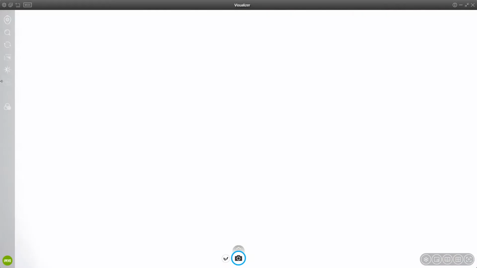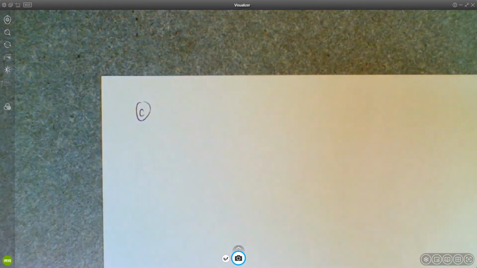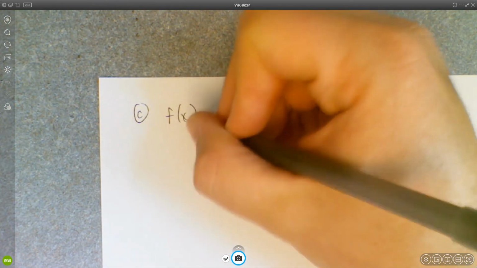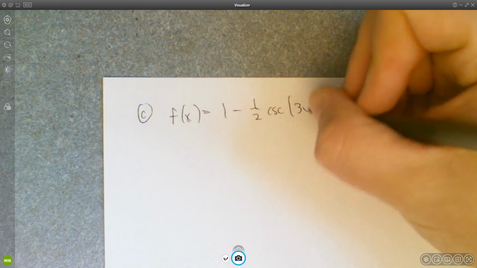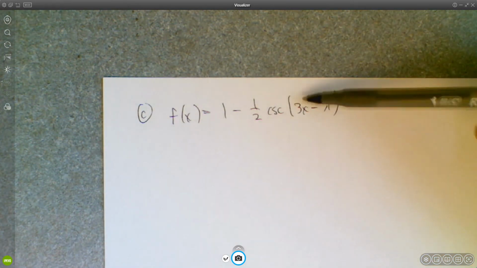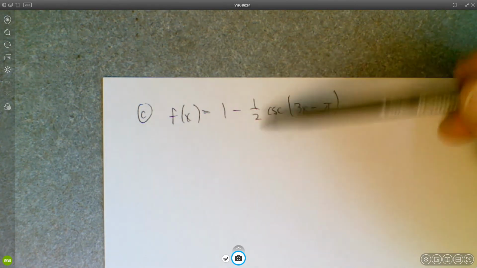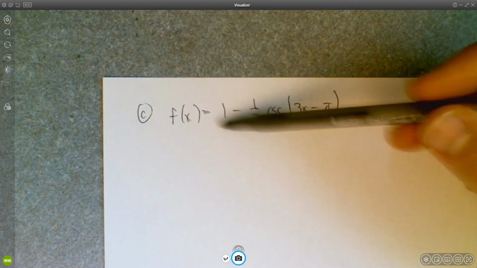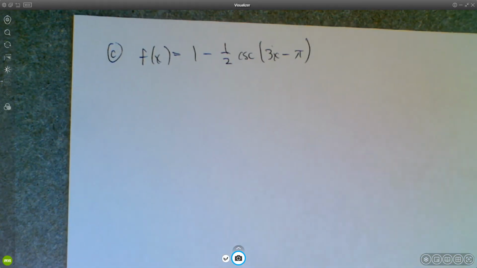Do I need to show you any more? Yeah, I'll give you one more. We'll throw in all of the possible transformations you could get. So let's graph f of x equals 1 minus 1/2 cosecant 3x minus pi. So we've got some horizontal compressions, some phase shifts, some vertical compressions, and then a vertical translation. So lots of stuff going on.